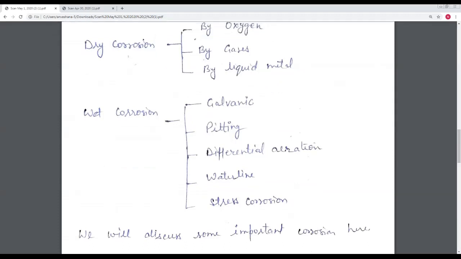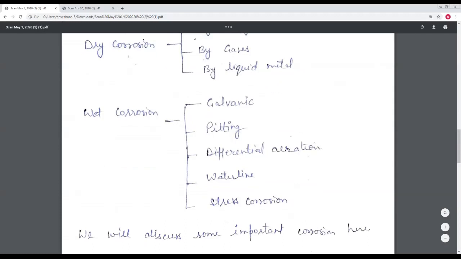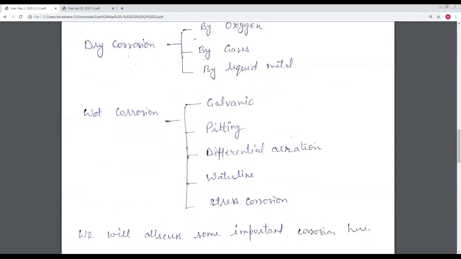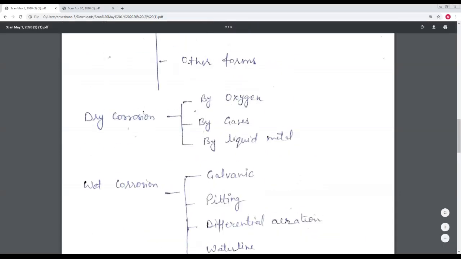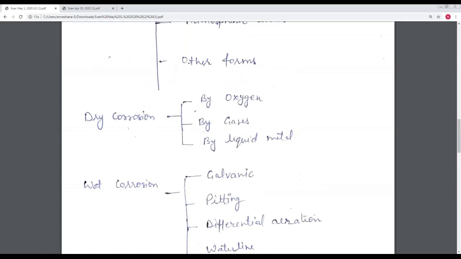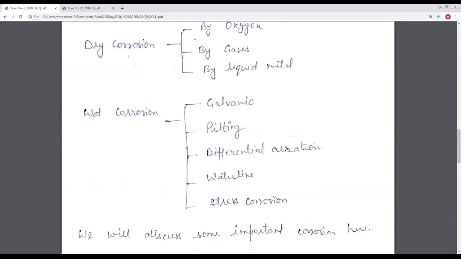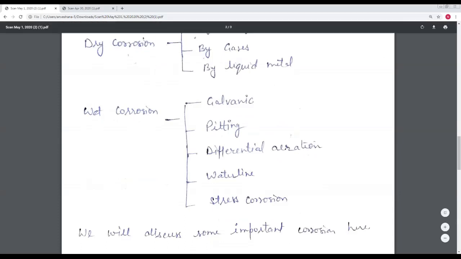And wet corrosion has different types. First is galvanic corrosion, which is also called bimetallic corrosion. Second is pitting corrosion, and third is differential erosion corrosion. Next are waterline corrosion and stress corrosion, and other types are also present, like soil corrosion and microbiological corrosion. So these are the types of corrosion. But in brief, we will discuss dry corrosion and wet corrosion, and the types of wet corrosion also.